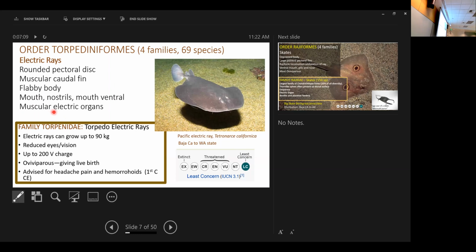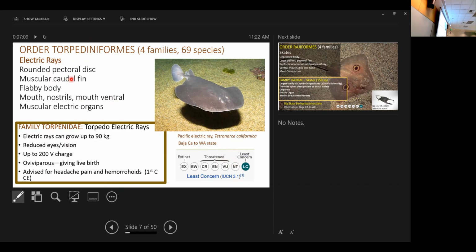Torpediniforms are the electric rays. There's 4 families, 69 species. There's a lot of electric rays out there in the world. They tend to be of least concern in terms of their threatened status across the board. That's true of rays because everybody's a little bit afraid of them. Not a big fishery for them, possibly.